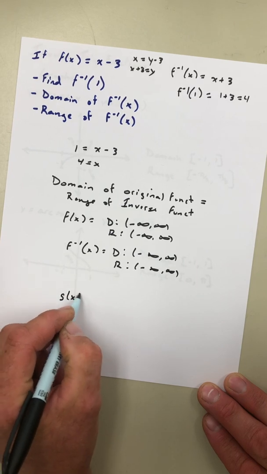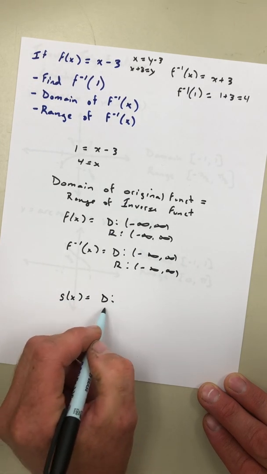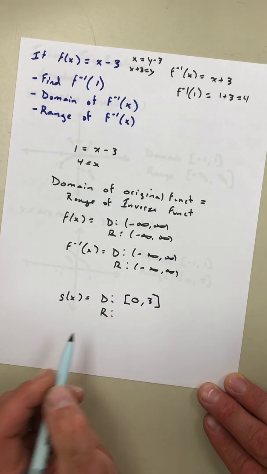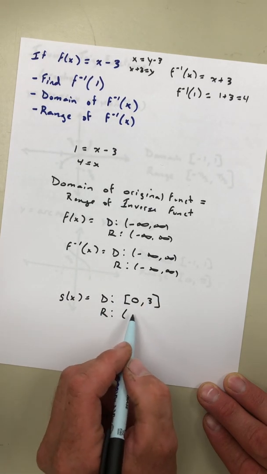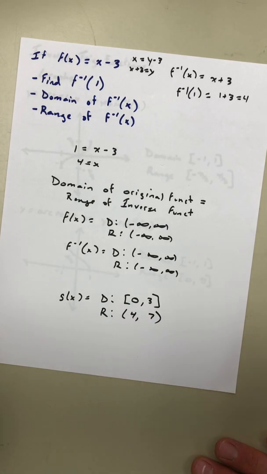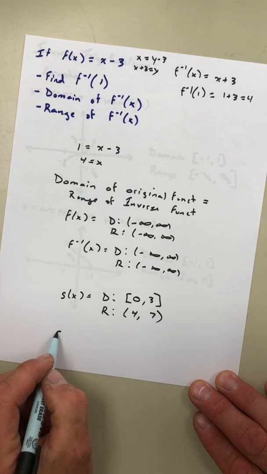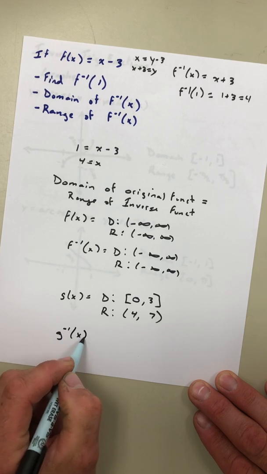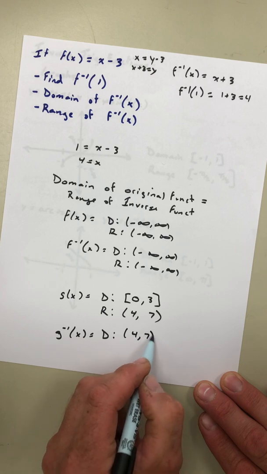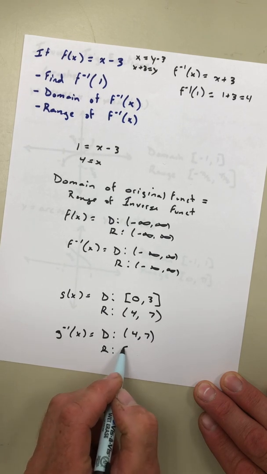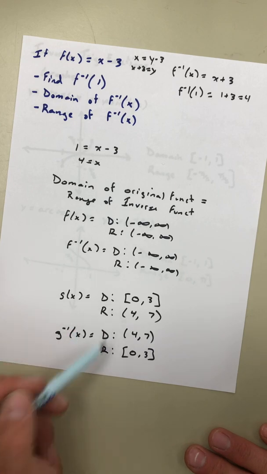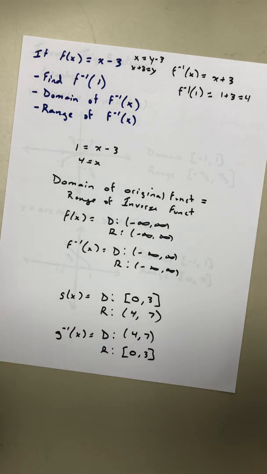Maybe we give you a g of x, and maybe I knew the domain of it was 0 to 3, and the range was maybe 4 to 7, non-inclusive. So then my inverse function, g inverse of x, my domain would be 4 to 7, and my range would be 0 to 3 inclusive. Notice how my domain and my range, they just kind of flip-flop.